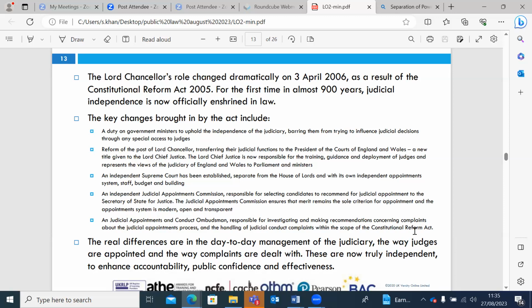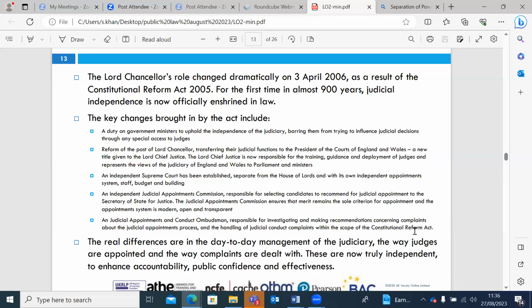The Lord Chief Justice is now responsible for the training, guidance and deployment of judges and represents the views of the judiciary of England and Wales to Parliament and ministers. Thirdly, an independent Supreme Court has been established, separate from the House of Lords, with its own independent appointments system, staff, budget and building. Fourthly, an independent Judicial Appointments Commission responsible for selecting candidates to recommend for judicial appointment to the Secretary of State for Justice.